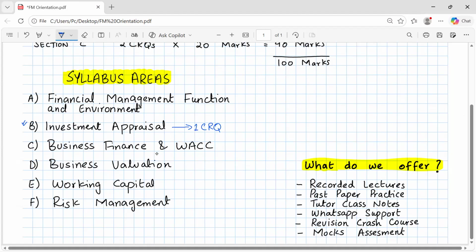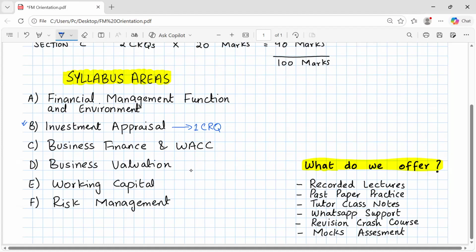And plus, let's say in section A you get 3 or 4 MCQs, or 2 or 3 MCQs, so around 26 to 28 marks of the exam, which is a major portion of the exam, will come from this area. That is why I said in advance that this is the most important area. So you know that one CRQ will be from the investment appraisal area.